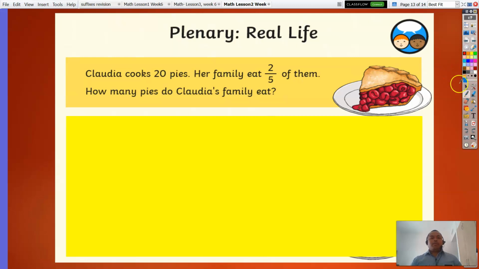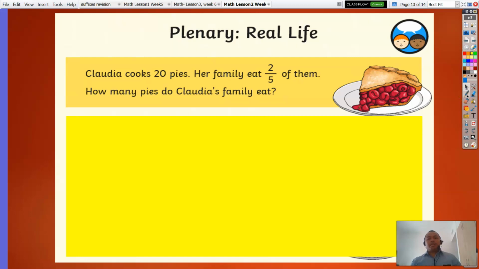And finally, I'm going to ask you a word problem involving fractions. I will read the question to you first, then I will give you time to solve the fraction problem. Claudia cooks 20 pies. Her family eat 2/5 of them. How many pies do Claudia's family eat? Pause the video and calculate the answers.